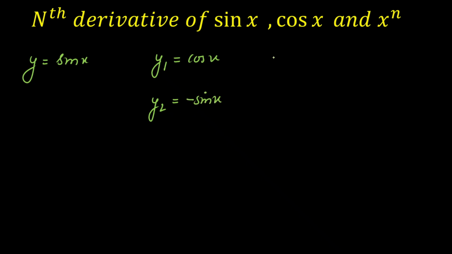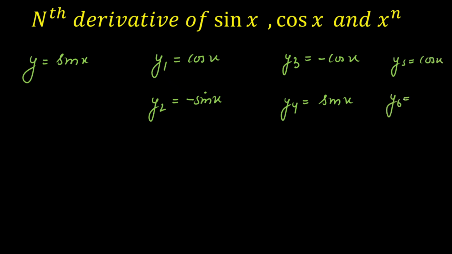Similarly, the third derivative, that is y3, will be differentiation of minus sin of x with respect to x, so minus cos of x. Similarly, the fourth order derivative, that is y4, is differentiation of minus cos of x, that is plus sin of x. Similarly, y5 will be equal to cos of x, and y6, the sixth order derivative, will be equal to minus sin of x.